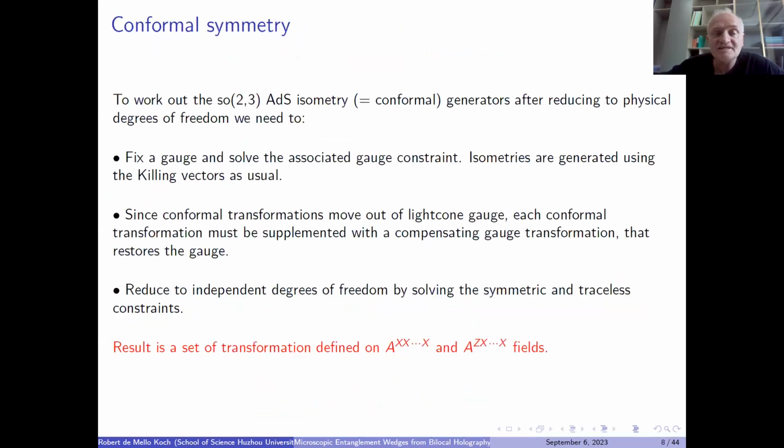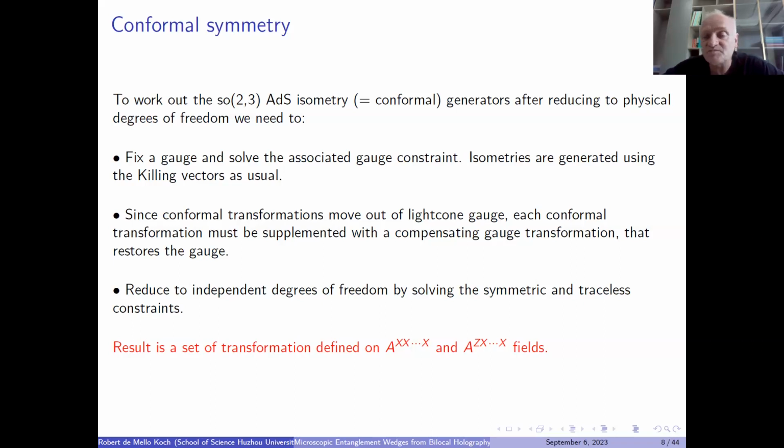Another thing I'm going to need is the action of conformal symmetry on these gauge field components. So we know what the AdS isometries are. We know the Killing vectors. So the first thing that you would do is just take the Lie derivative in the direction of the Killing vector. The trouble with doing that is that if you perform an AdS transformation, in general, you'll be taken out of the gauge. So you need to supplement this transformation with a compensating gauge transformation that brings you back into the gauge.